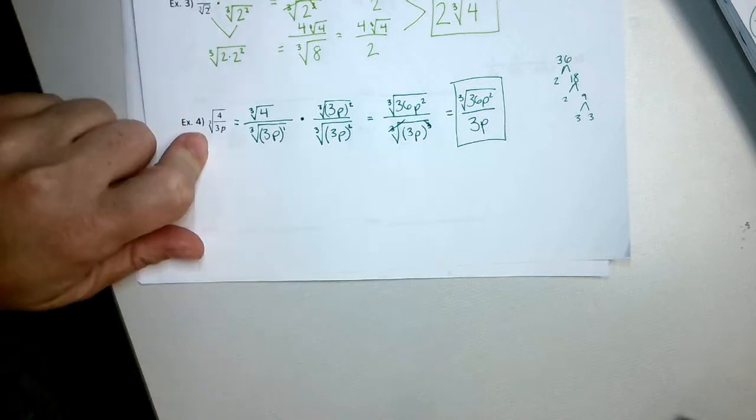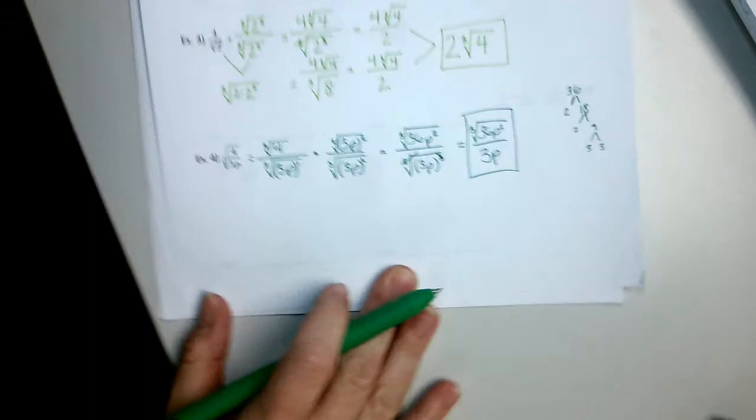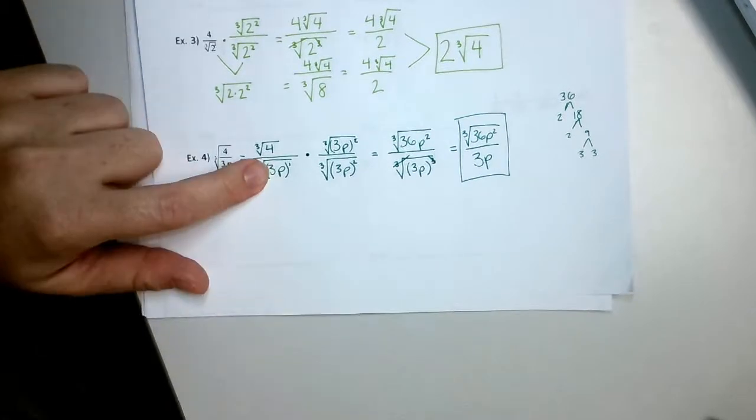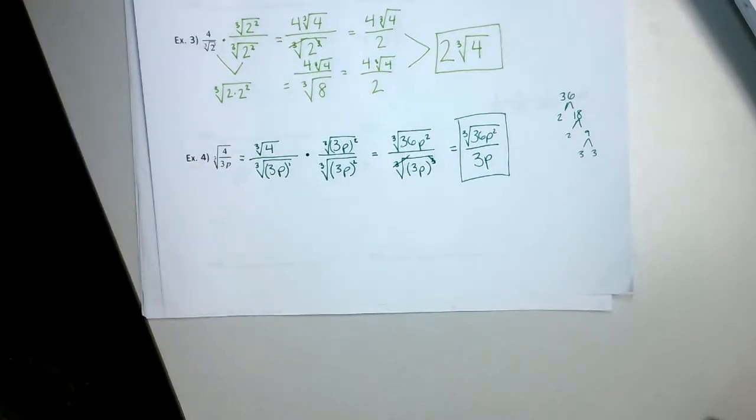Does that mean the top of the problem doesn't mean anything? No, it does. It's just that properly you can't have a radical in the denominator. So that's all we're doing, we're putting them in proper form.